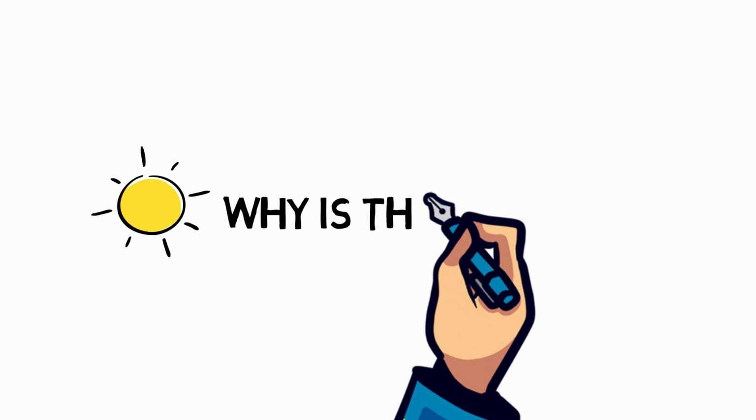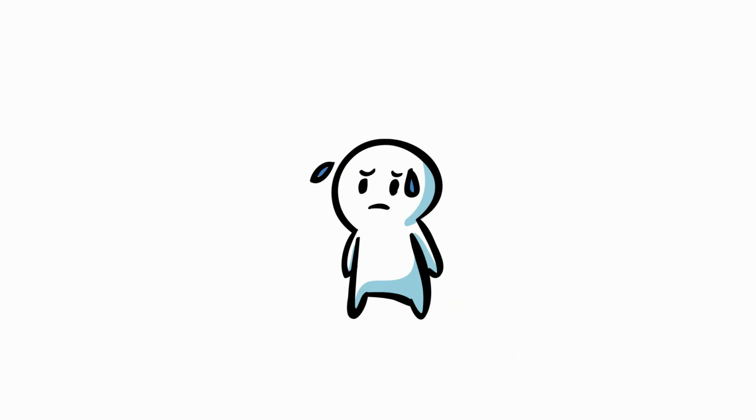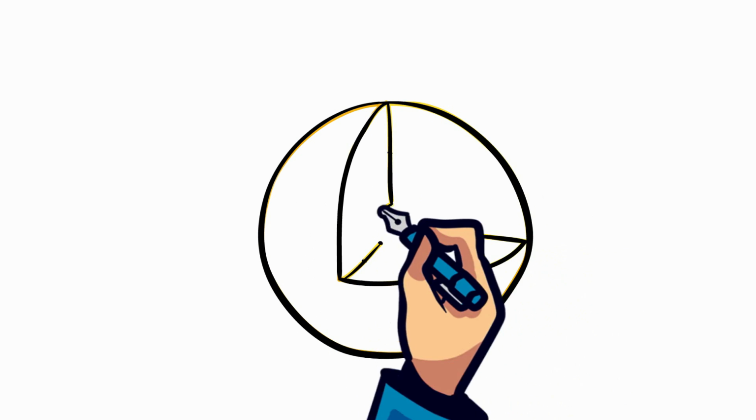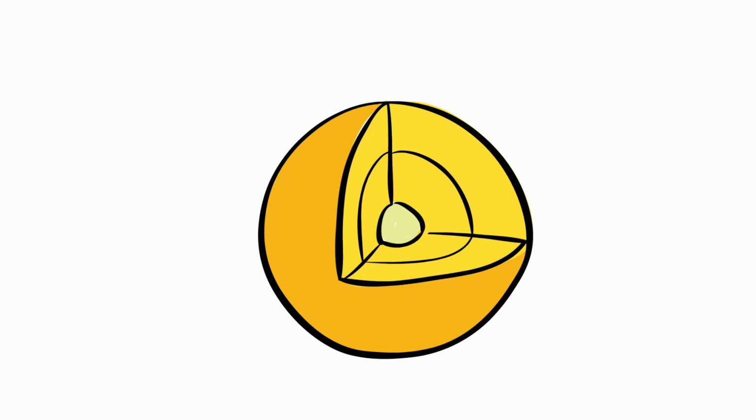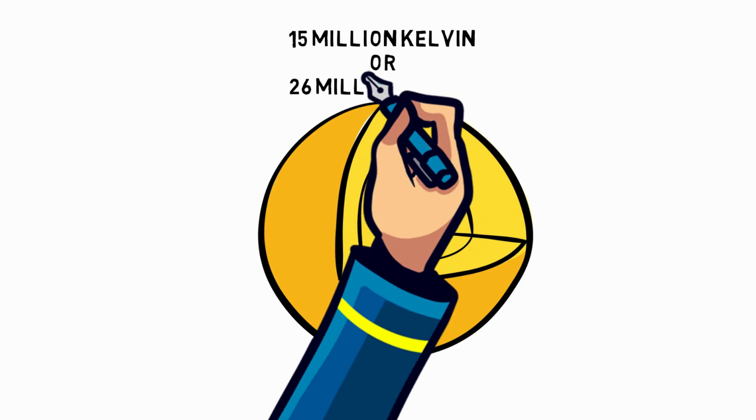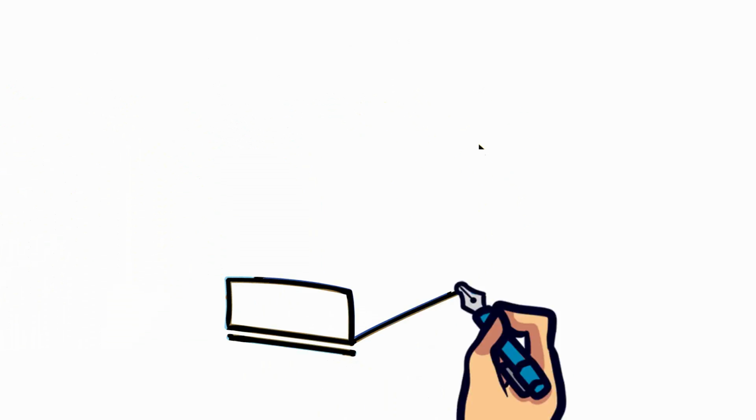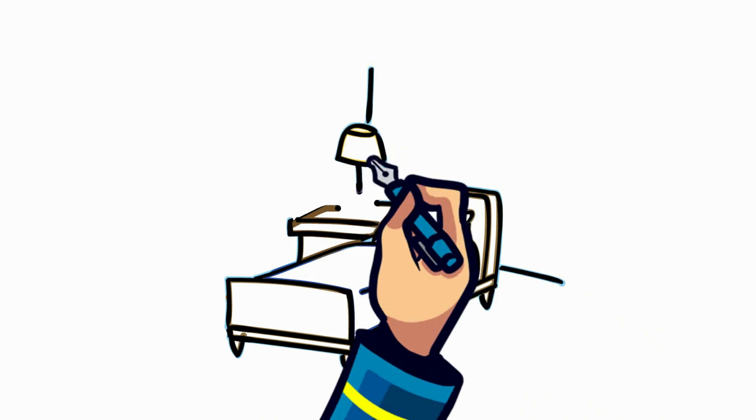Ahoy! Let's think. Today we answer the question, why is the sun hot? So, you've always known the sun to be hot, but why was it? And how hot is the sun exactly? Well, right in the core of the sun, it's 15 million Kelvin, or over 26 million degrees Fahrenheit. Even the cooler parts of the sun are 10,000 degrees.